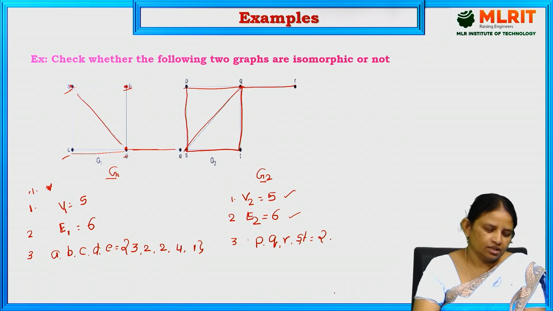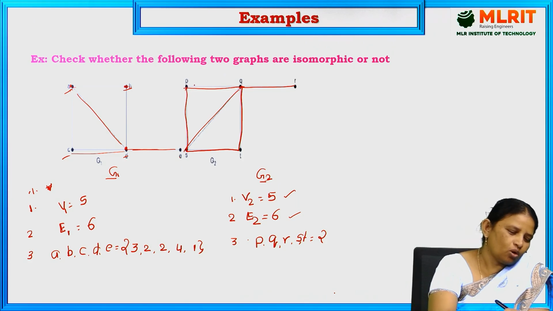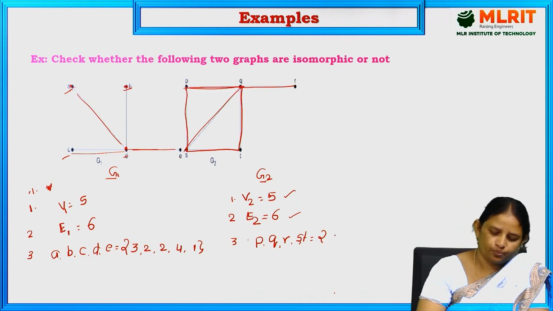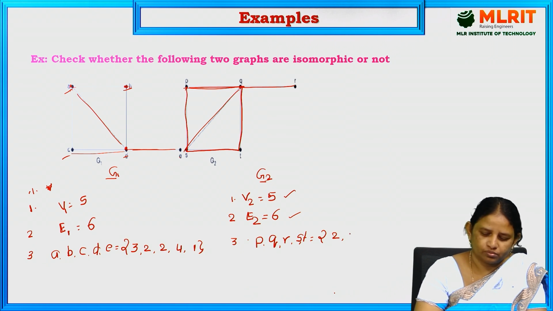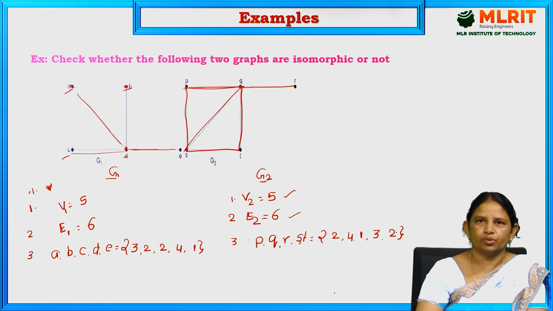So P is connected to how many edges? 1, 2. Then Q, 4. Then R is connected to only 1. S is connected to 3. T is connected to 2. Now we need to equate.